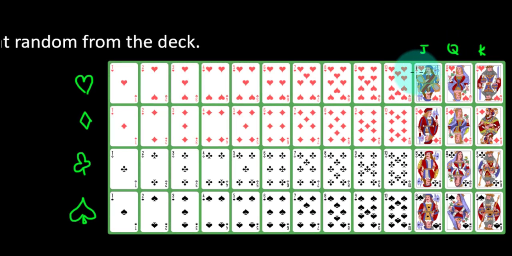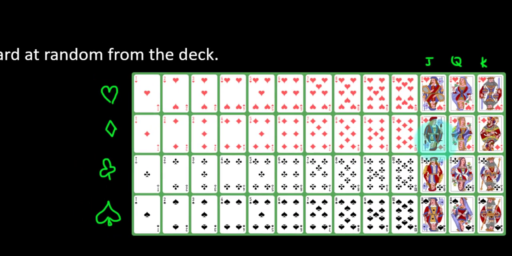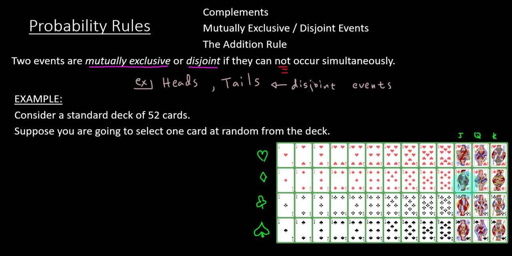There is 1 suit for each of these valued cards. So there's 1 heart that is a 2. There is 1 jack that is a heart. There is another jack that is a diamond. Okay, so let's suppose you're going to select 1 card at random.